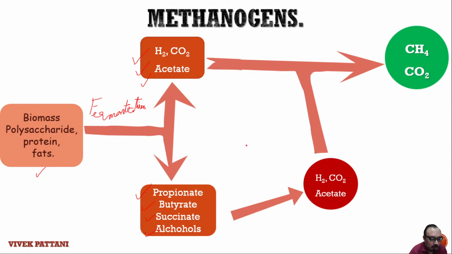Now the conversion. One group is purely methanogenic bacteria, which produce methane directly from hydrogen and carbon dioxide. And one goes through propionate, butyrate, or succinate alcohols, which are basically acetogenic bacteria, which produce hydrogen, carbon dioxide, acetate. This process is done by acetogenic bacteria, and finally methane production is carried out by methanogens.